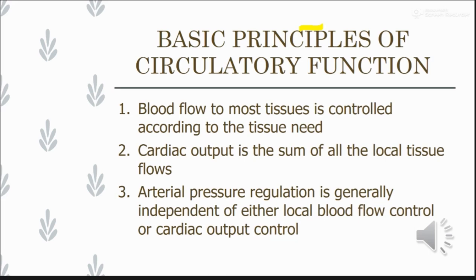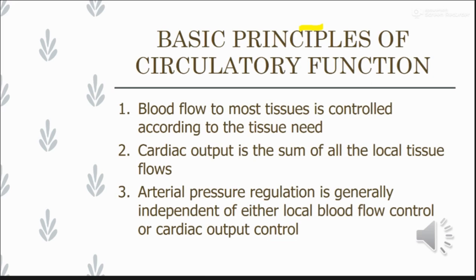For number two, cardiac output is the sum of all the local tissue flows. We know that when blood flows through a tissue, it immediately returns via the vein to the heart. So the heart responds automatically to this increase in flow of blood by pumping it immediately back into the arteries. If your heart receives more blood from the veins, then it will pump more blood via the aorta to the body. Thus your cardiac output. Later we'll discuss what cardiac output is.